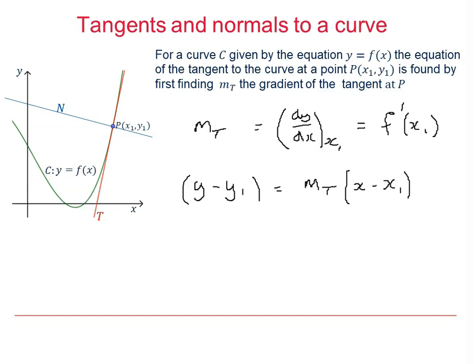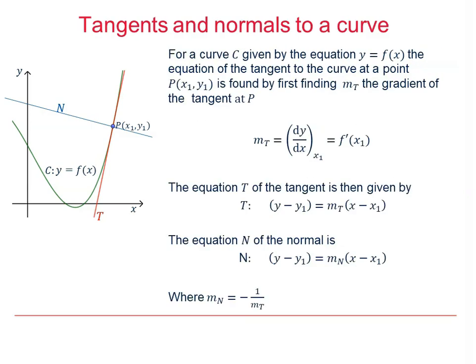The normal will have a similar equation, y minus y1 is equal to gradient of the normal multiplied by x minus x1, where we can get the gradient of the normal as being equal to -1 over the gradient of the tangent, because these are at right angles to each other. So that slide shows that neatly written out. Make sure you fully understand it before you proceed.